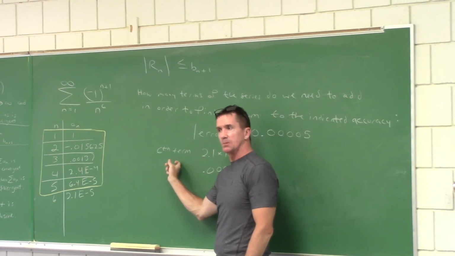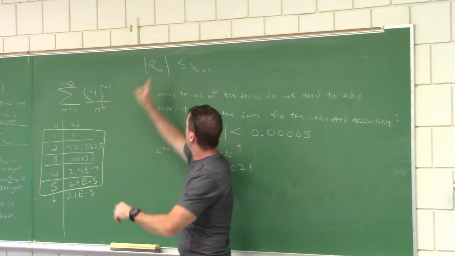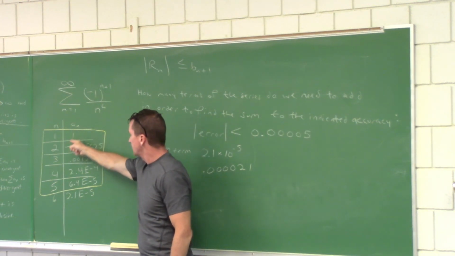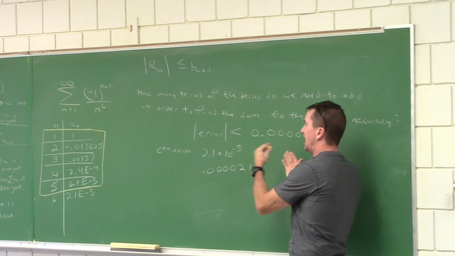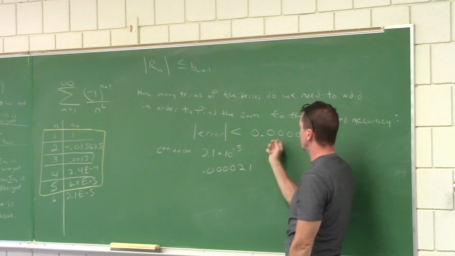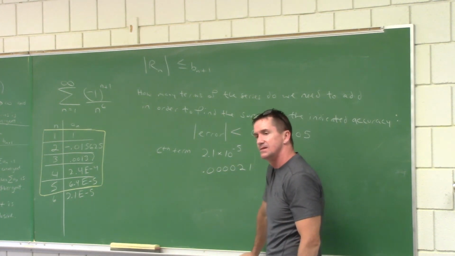The 6th term was the first term that was lower than this, right? That means by this theorem, we have to add the first 5 terms to get the desired accuracy that we want. So the accuracy of adding up those 5 terms will give you an error less than or equal to this, to the actual sum of that series.